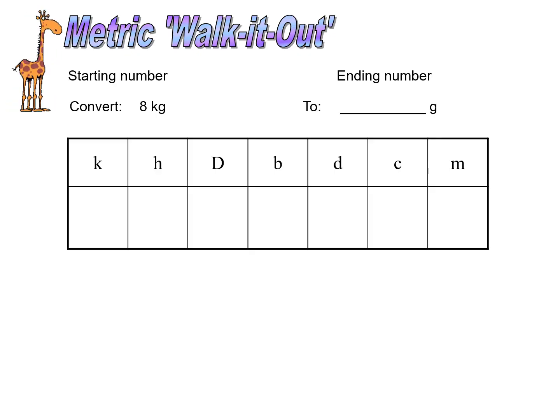All right, so there are a lot of different ways to do metric conversions. I'm going to show you 2 different ways. The first way is using the mnemonic, King Henry died by drinking chocolate milk. A lot of people use stair steps, some people use ladders. I developed this technique, I call it the metric walk it out.